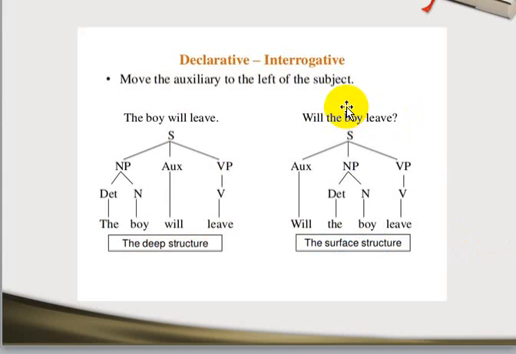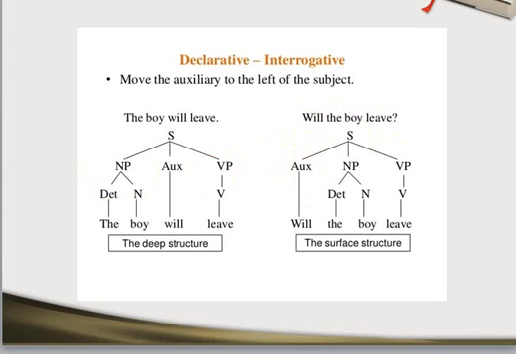Here we have a tree diagram to explain deep structure and surface structure. Declarative to interrogative: move the auxiliary to the left of the subject. The sentence here: the boy will leave. For deep structure, the tree diagram will be divided into noun phrase, then auxiliary and verb phrase. While in surface structure, will the boy leave? The auxiliary will be in the beginning.